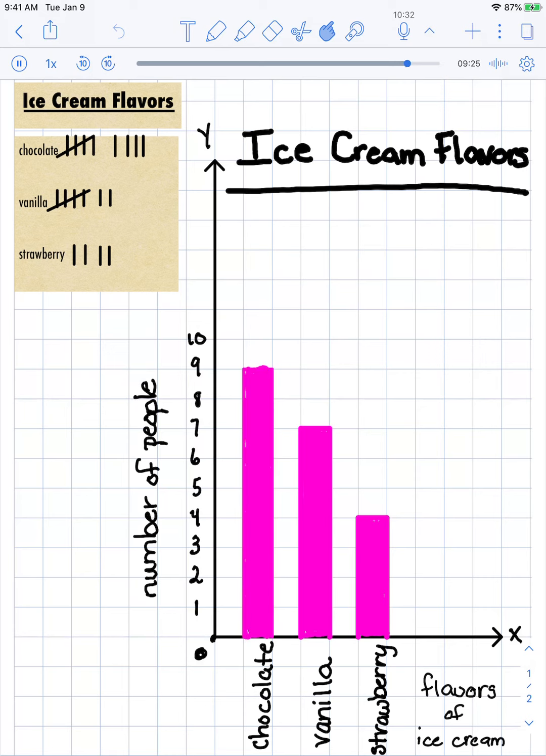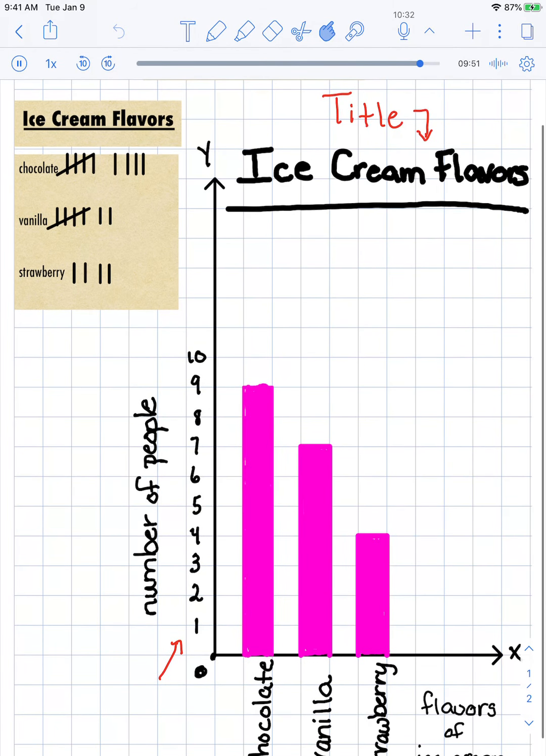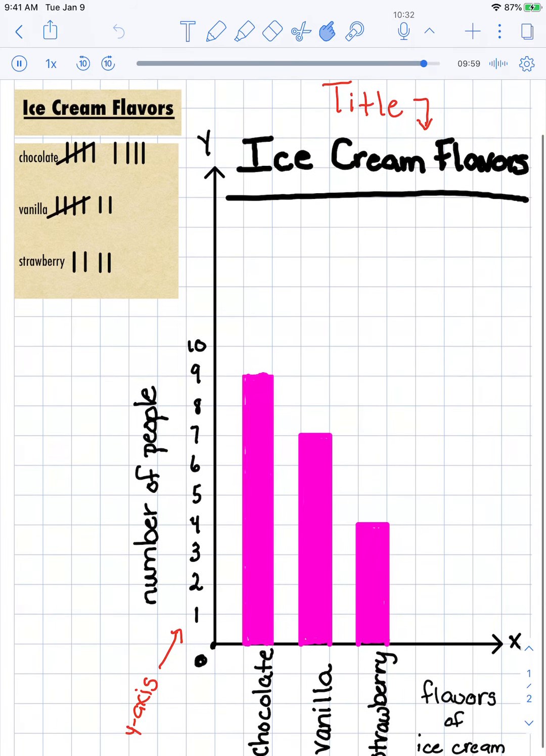So let's talk a minute about when you put together your bar graph, the parts of the bar graph that you need to have. You should always have a title, which is what that is. You should have your y-axis numbered, right? Right now we're only numbering it just by counting by ones. You can change it for larger numbers if you need to.